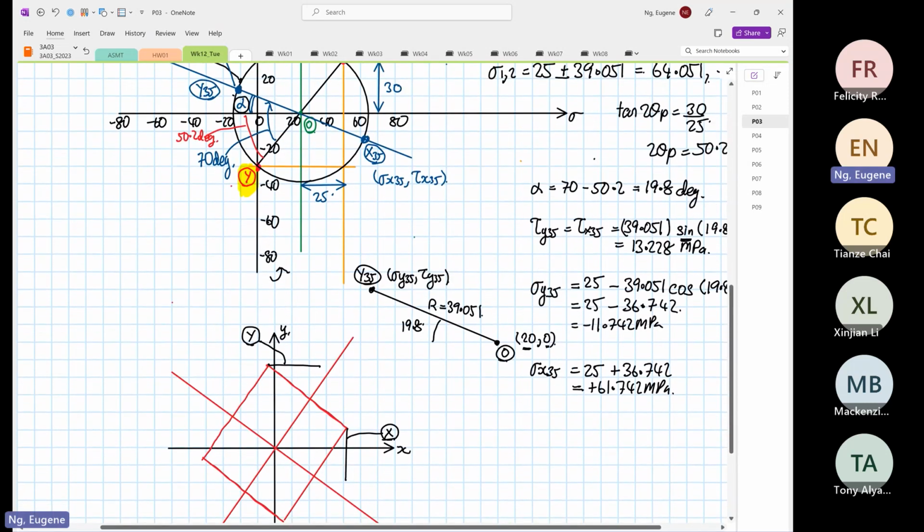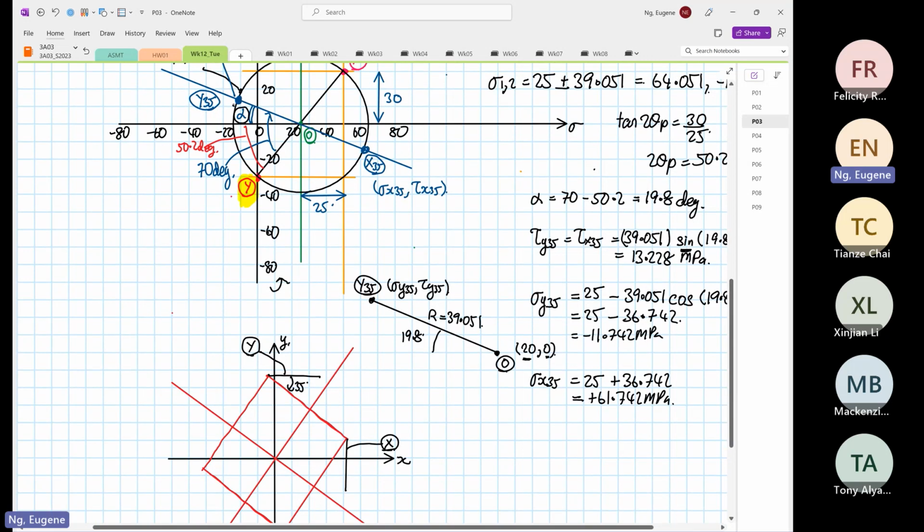So Y, so we know that this is 35 degrees, right? And then it's 70 over here, right? So we know that Y35, normal stress Y35 is in compression. So the normal stress is easy. Okay, the normal stress, you all should know how to draw this now.